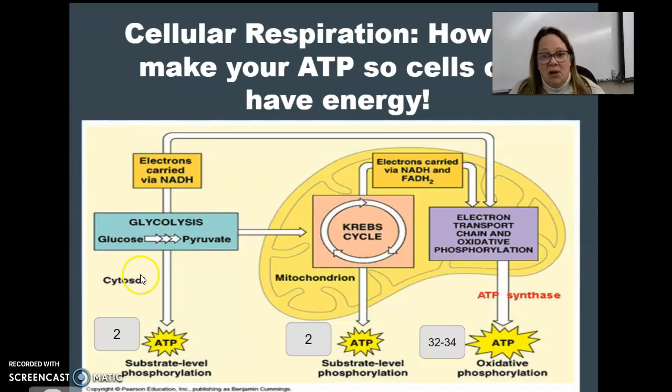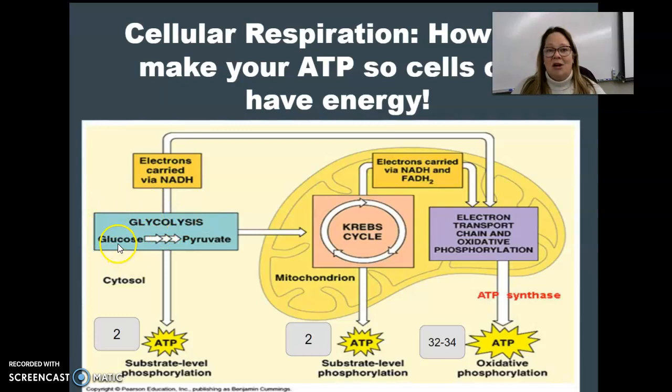That happens in the cytosol, the cytoplasm of the cell, not in any membrane-bound organelles yet. And what happens is glyc stands for glucose as far as this first part here. Lysis means to split, just like hydrolysis is splitting with water. This is splitting the glucose molecule into 2 molecules called pyruvate. It can also be called pyruvic acid, same thing.